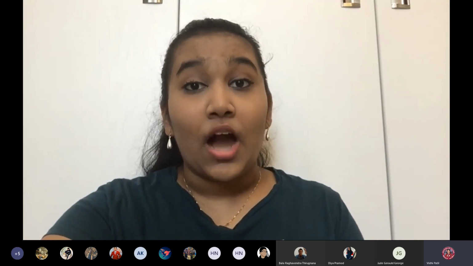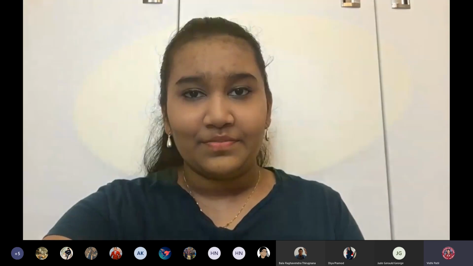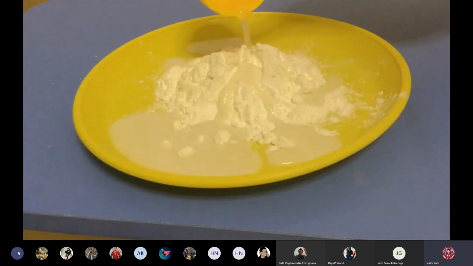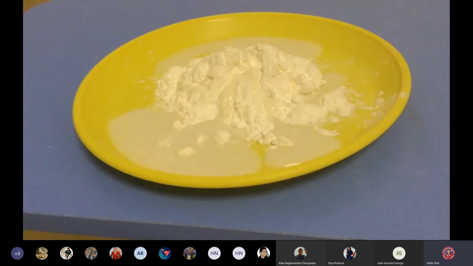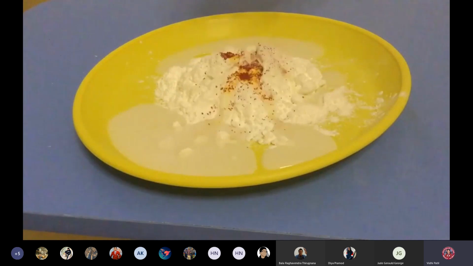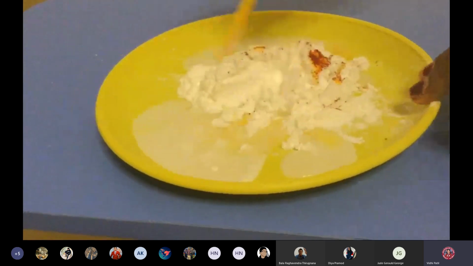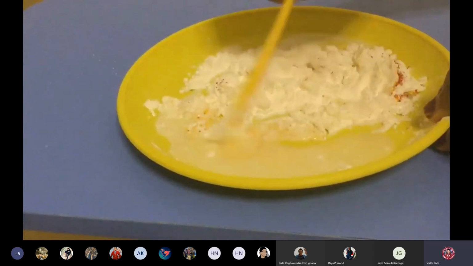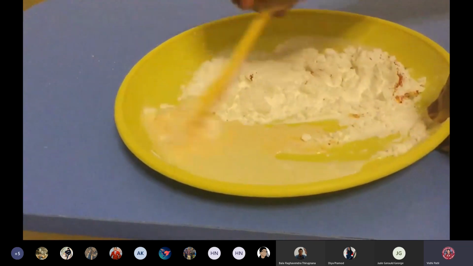So let's see how we can make our own non-Newtonian fluid. Here I've taken some cornstarch in a plate and now I'm adding some water into my cornstarch. I am also going to be adding some orange food color to this mixture just to give it some color. But it's okay if you don't add this food color. And now I'm giving it a good stir. You have to mix it for some time because it's really hard to combine it together.